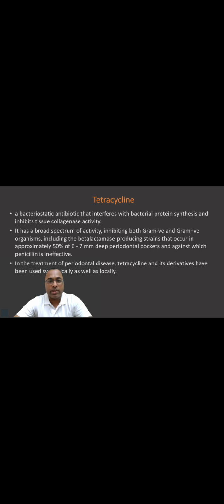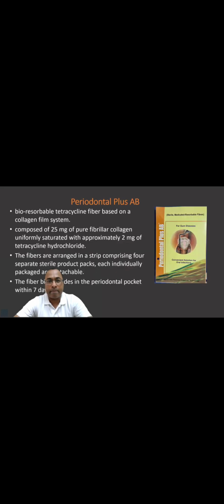In the treatment of periodontal disease, tetracycline and its derivatives have been used systemically as well as locally. One of the products available in India is Periodontal Plus AB. It's a bioresorbable tetracycline fiber based on a collagen film system composed of 25 milligrams of pure fibrillar collagen uniformly saturated with approximately 2 milligrams of tetracycline hydrochloride. The fibers are arranged in a strip comprising 4 separate sterile product packs, each individually packaged and detachable, and the fiber biodegrades in the periodontal pocket within 7 days.